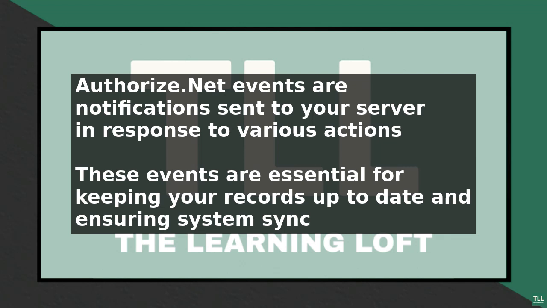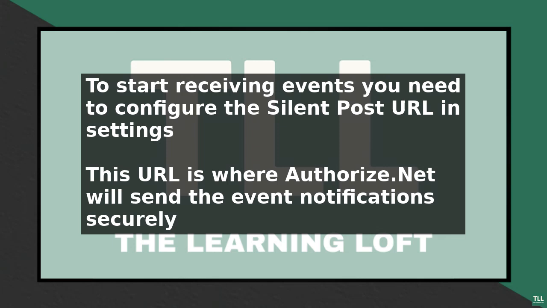To start receiving events, you need to configure the silent post URL in your Authorize.net account settings. This URL is where Authorize.net will send the event notifications. Ensure that the URL is correctly formatted and points to a server that can handle these notifications securely. Once you have set up the silent post URL, you can start receiving events.